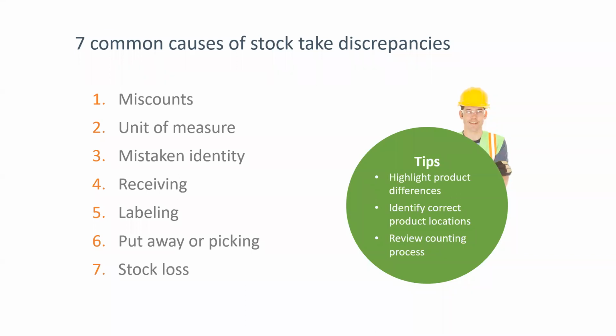Receiving is another area. This is where the stock could have been received into inventory from the very beginning incorrectly. They could have recorded a count of 100 that they received when they really only received 10. With that being said, there could also be issues in that process with the labeling. So this isn't as common, but it's also possible that a product was labeled with the incorrect stock item label at that point in time as well.